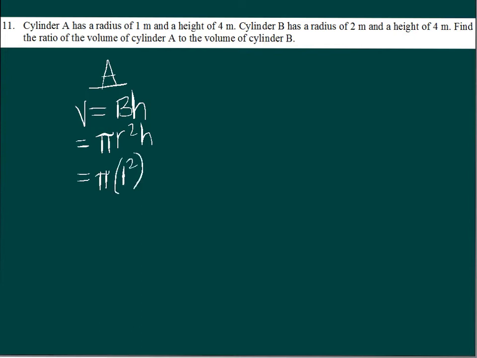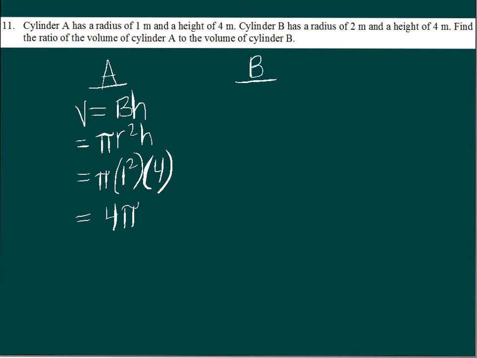So what we want to do here is find the volume of both. So for cylinder A, our volume is equal to base times height. Now again, for a cylinder, since the base is a circle, the area of that is pi r squared, times h. So volume for, again, cylinder A, plugging in, we know radius is 1, so pi times 1 squared, and height is 4. If we leave this in terms of pi, then we get that our volume is 4 pi.